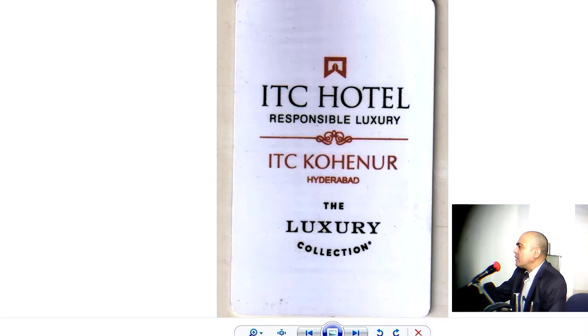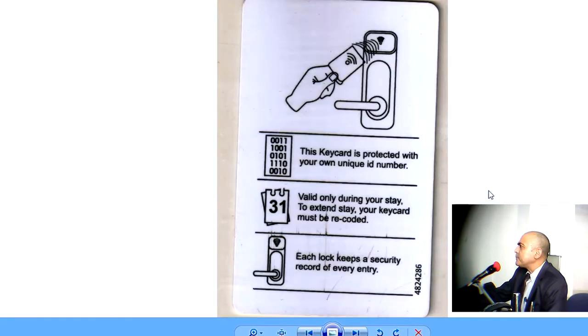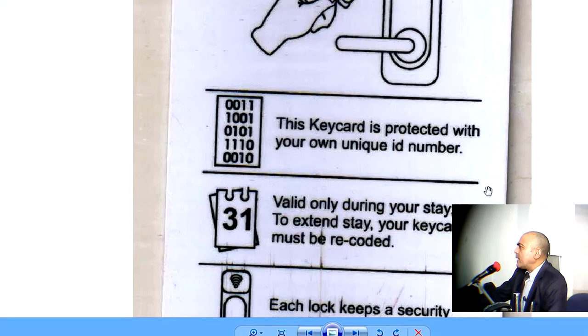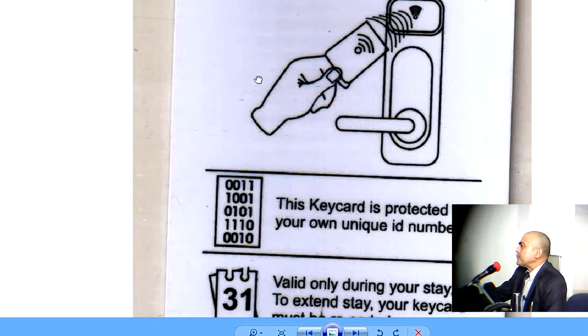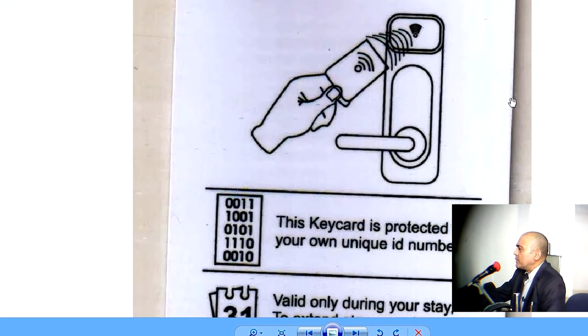I'm going to make a very short video on the security aspect of the hotel guest room key. On your screen right now, you can see an actual key of ITC Hotel, ITC Kohinoor, Hyderabad. And obviously, it's a luxury collection hotel, so upmarket, a high end hotel. And what is really important is the reverse of this key. It is here on your screen, and it has something engraved on it, something printed on it, and that will explain to the students of hospitality about the security aspect of guest room key.